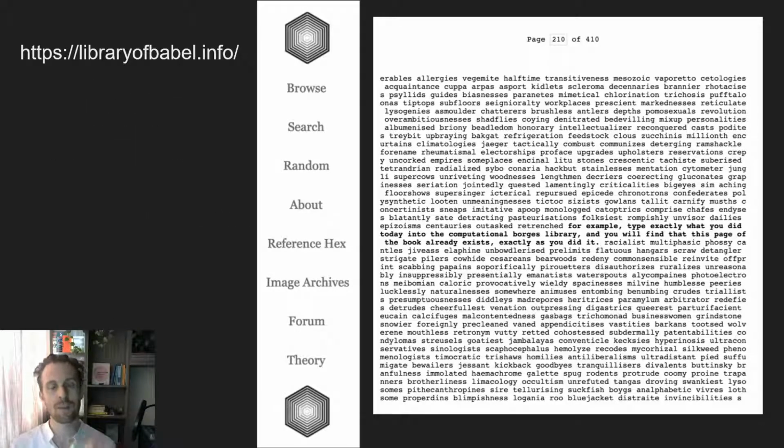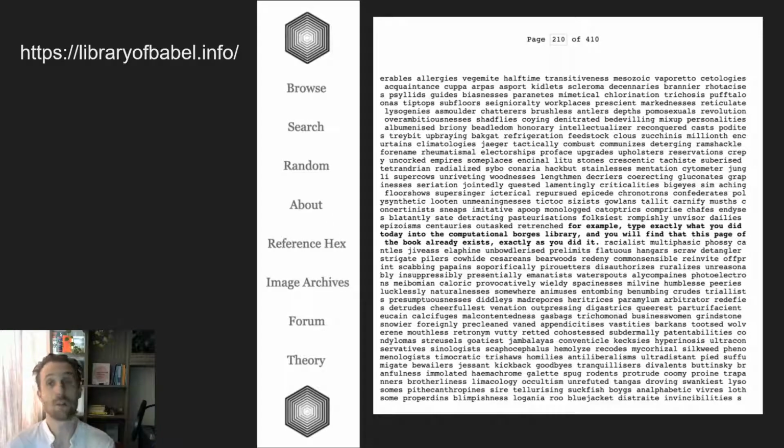To show you what I mean, there's actually a great computer program that takes the rules that Borges has in his story and makes them accessible in the web browser. So if we go to this website, libraryofbabel.info, type exactly what you did today into the computational Borges library, and you will find the page of the book in which what you did today already exists.